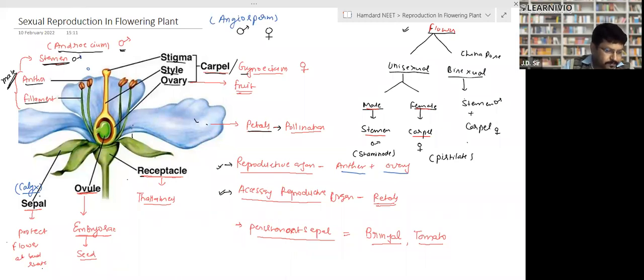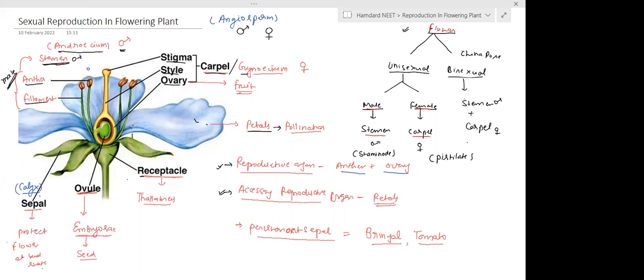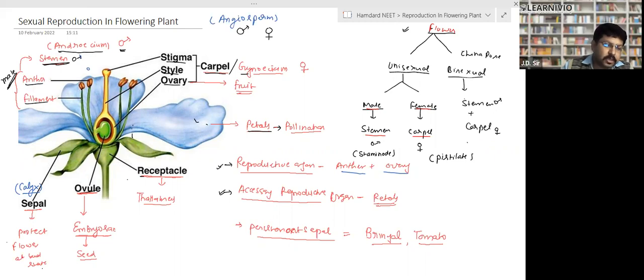Next subheading is C, petals. I have written calyx over here, look, above this: C-A-L-Y-X, calyx, right? So all the sepals collectively are called calyx.